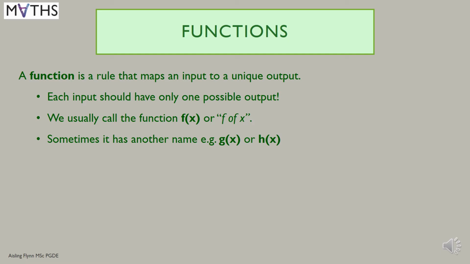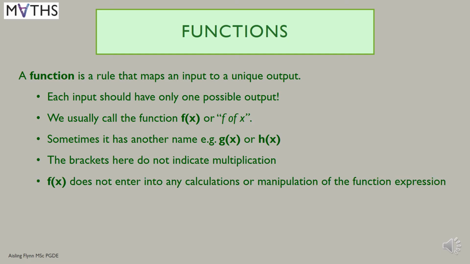We usually call the function f of x. So f bracket x, and what we say is f of x. It's a function of x. It changes with x. Sometimes it has another name. So you may come across g of x or h of x. They're just letters to say that this is a different function. G of x is different to f of x. Sometimes I've seen a p of x, where p represents profit and x would be the number of products sold. So just different names.